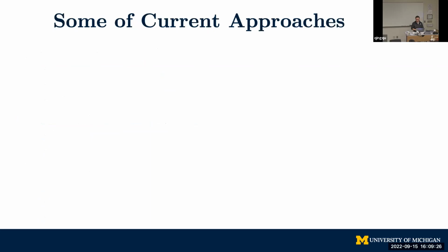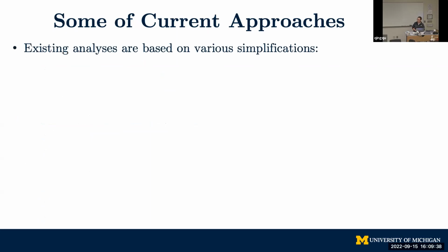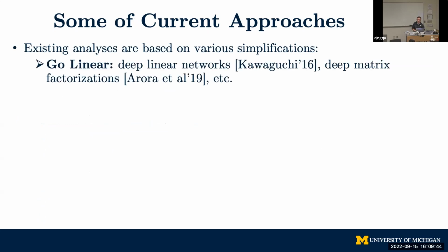So in terms of the advances of deep learning theory, most of the recent works focus on the training aspects of deep networks, and they are all based on various kinds of simplifications. One direction, when people started to study deep networks in 2016, was to go linear. They removed all the nonlinearities in the deep networks.